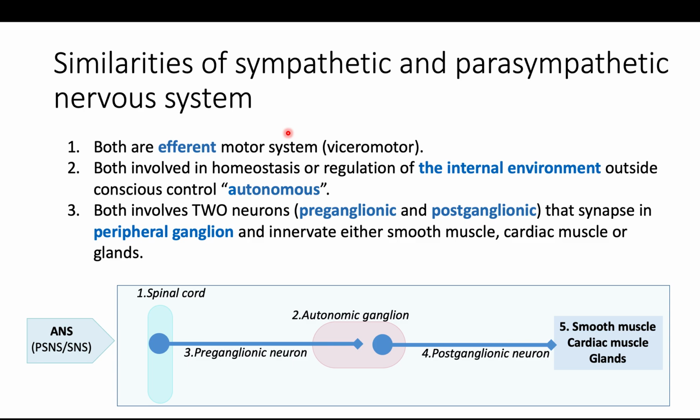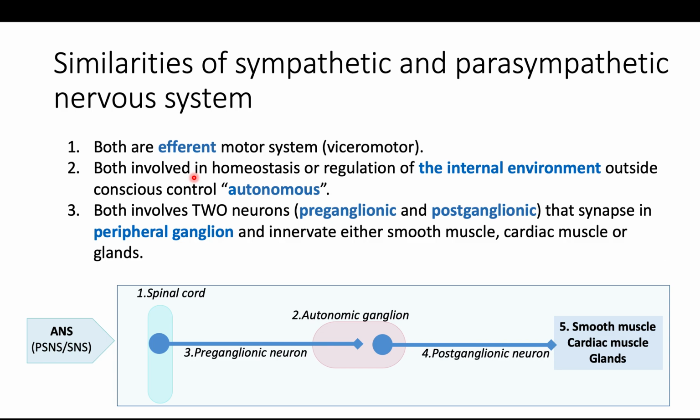Okay, so now under the autonomic nervous system, we have the sympathetic and parasympathetic nervous system. Now, let's discuss the similarities of these two components first. Both the sympathetic and parasympathetic, both of the autonomic nervous system, are efferent motor systems. I did mention to you, in the nervous system mapping, where is the autonomic nervous system located? It is located at the efferent motor system, the autonomic output. So efferent motor system. Okay.